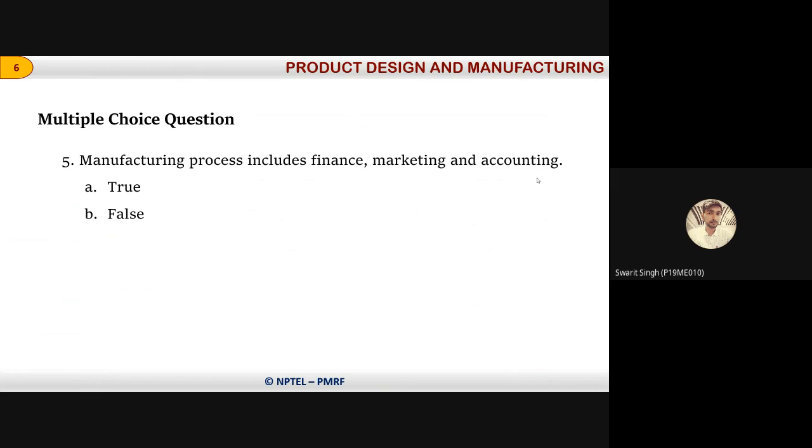the manufacturing process is the conversion of anything from a raw thing to a useful product, right? So in that section, we are not looking at the financing team or marketing team.